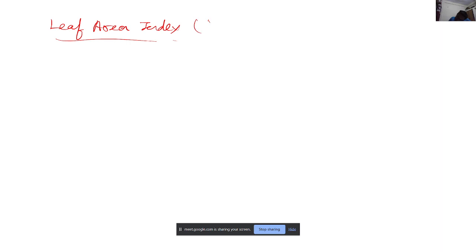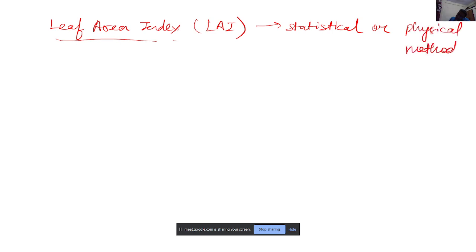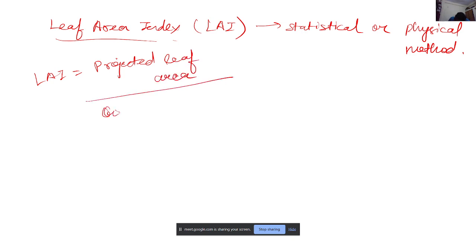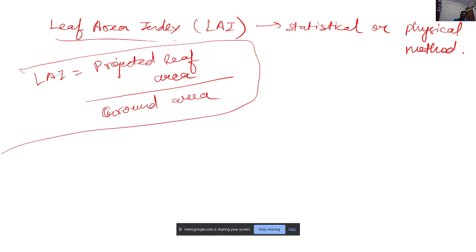So leaf area index, we depict it as LAI. It can be found out by statistical methods or physical methods. The definition I already gave was the projected leaf area divided by the ground area. So LAI can actually be even more than 1. You should not be stunned if you see an LAI value of more than 1 anywhere.